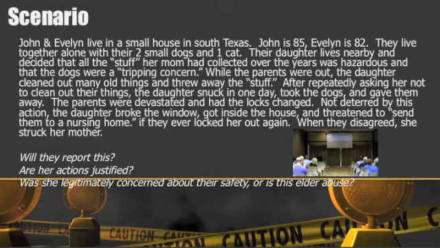While the parents were out, the daughter cleaned out many things and threw a bunch of stuff away. After repeatedly being asked not to clean out their things, the daughter snuck in one day, took the dogs, and gave them away. The parents were devastated, and they had the locks changed. Not deterred by this action, the daughter broke the window, got inside the house, and threatened to send them to a nursing home if they ever locked her out again. When they disagreed, she struck her mother.